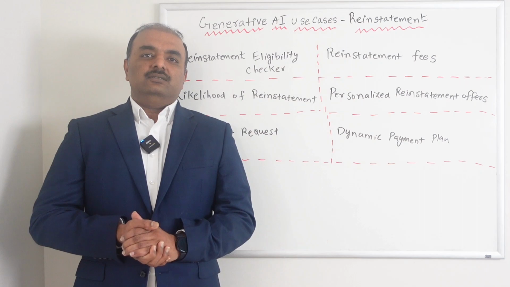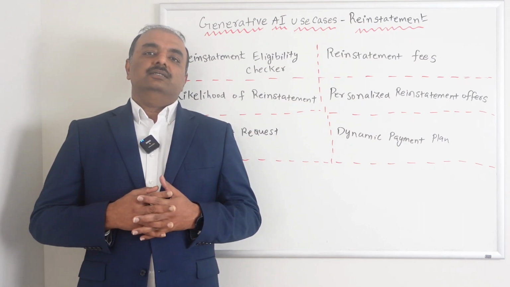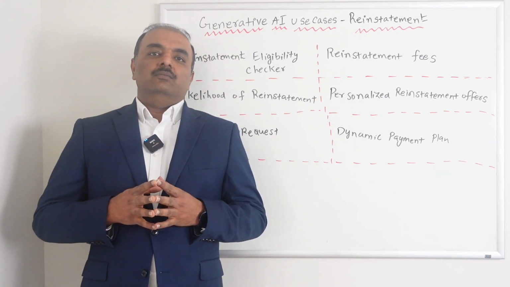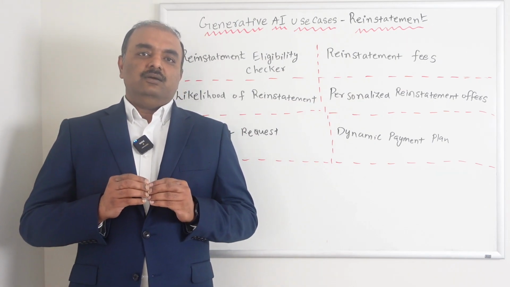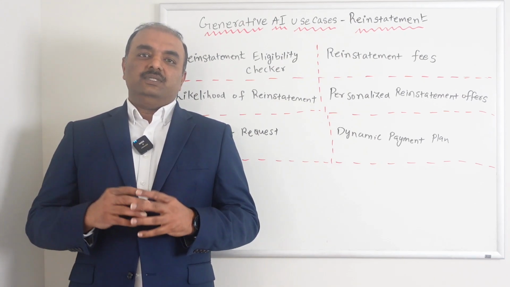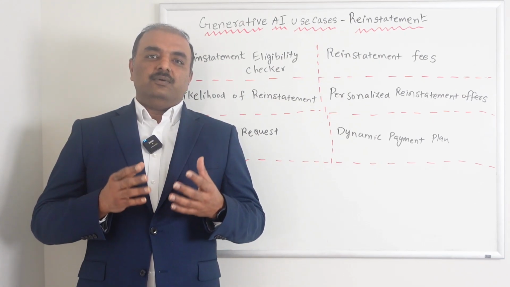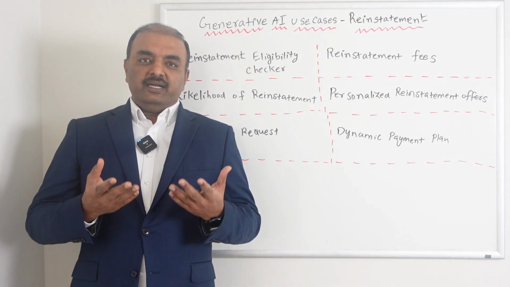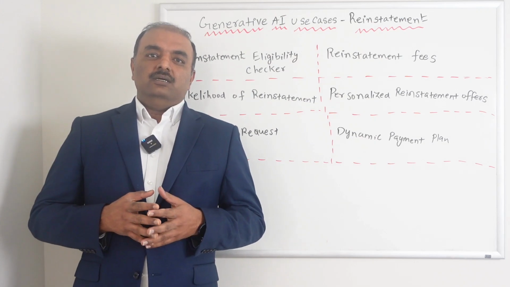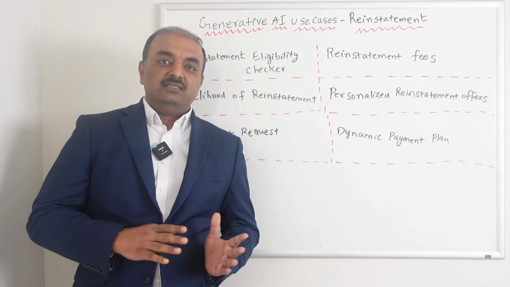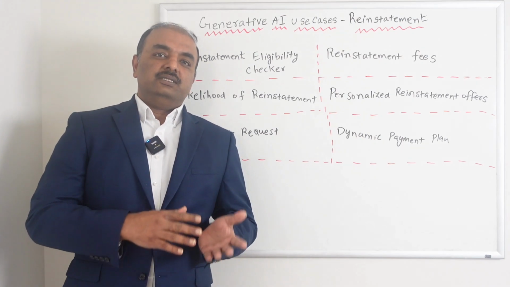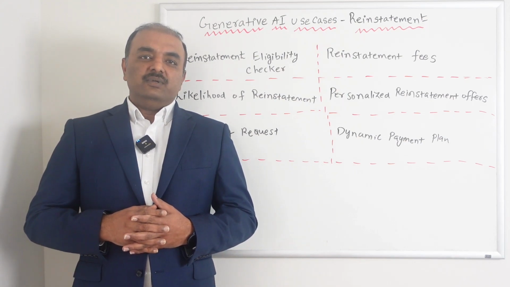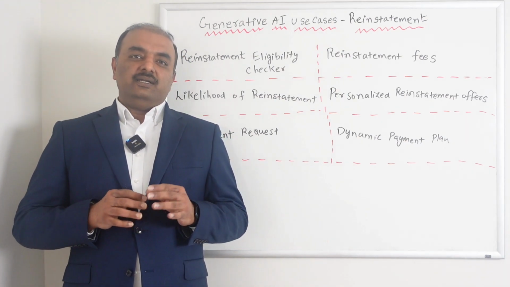Today I am going to cover generative AI use cases in reinstatement transaction. Before going to the use cases, let's see what we mean by reinstatement. Say your customer is cancelling their policy for an underwriting reason or non-payment reason. If they change their mind or if they make a payment, the insurance company can reinstate the policy, which means you are making the policy active again from the cancellation status.